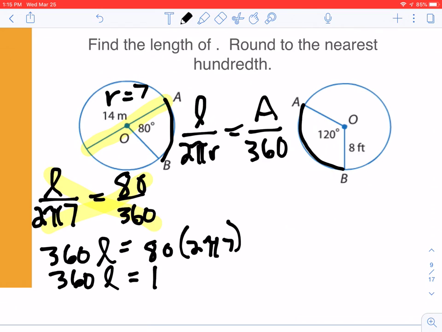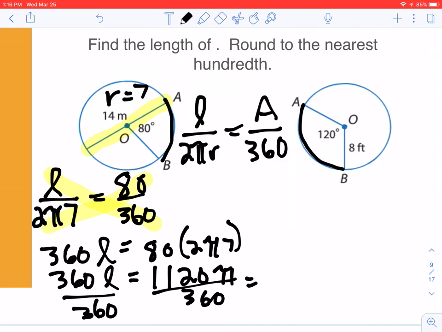Equals 1,120 pi. And then we're going to divide both sides by 360 equals, now I got to type it in my calculator, 1,120 times pi divided by 360 equals 9.77.